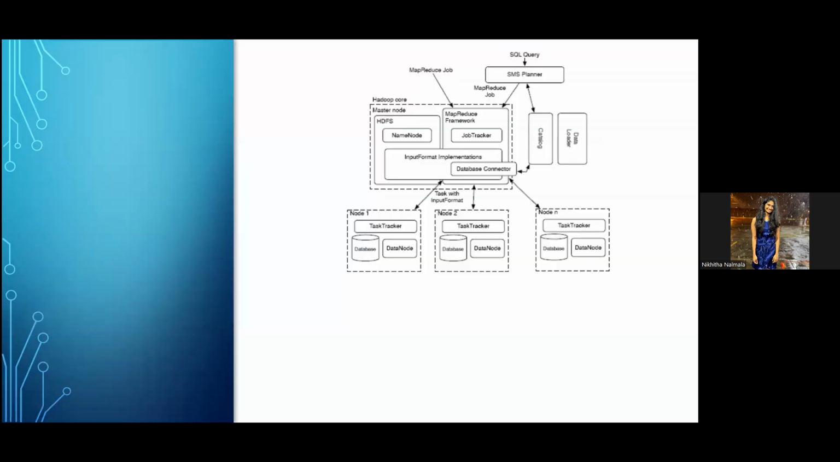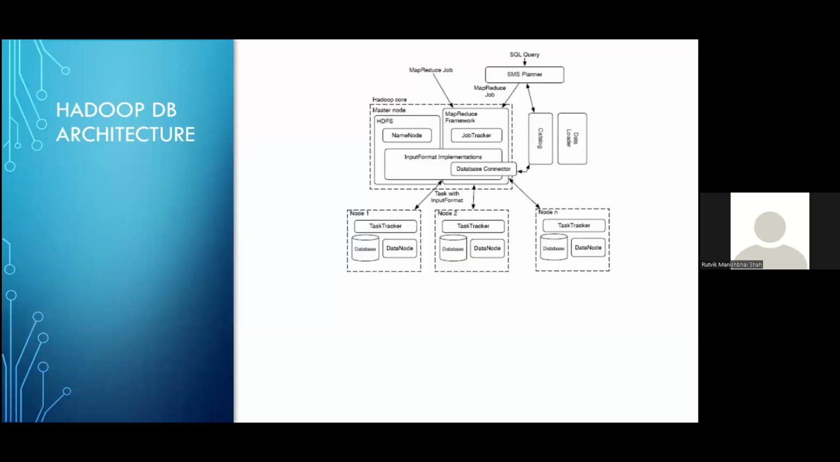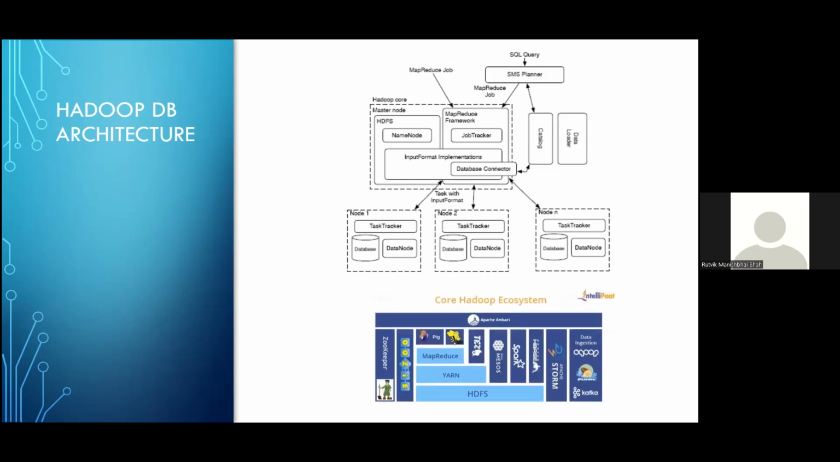And the next would be continued by Ritvik. Hello everyone. So now we are going to see the architecture of the Hadoop database system. In the bottom figure, we can see that there are three major components of the Hadoop ecosystem. The first one is HDFS, the second is YARN, and the third is MapReduce.